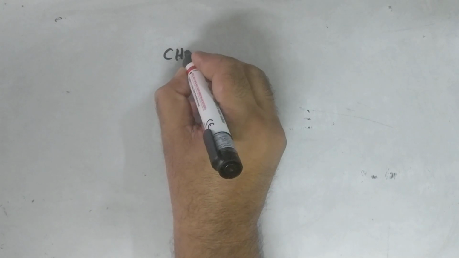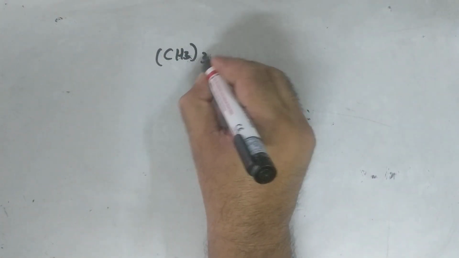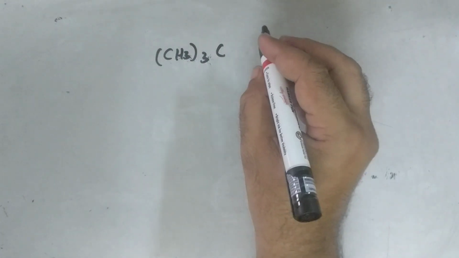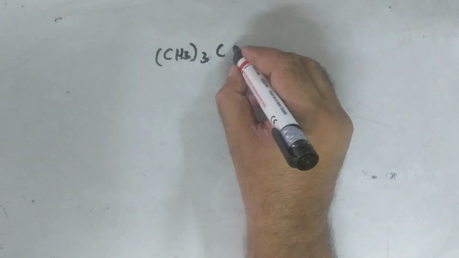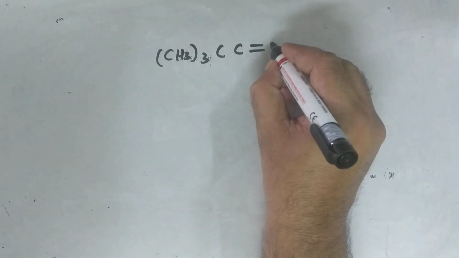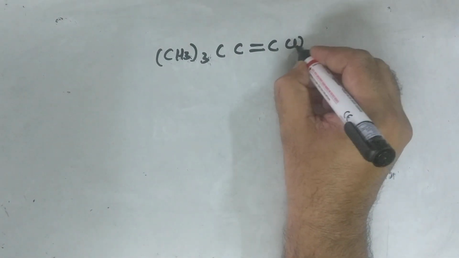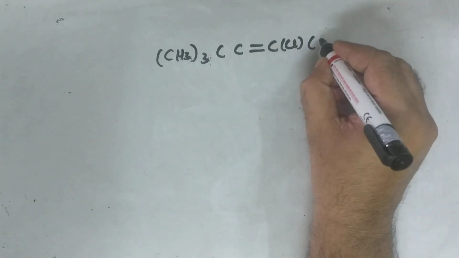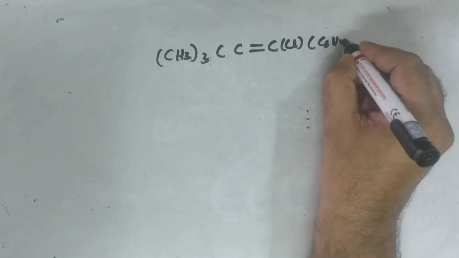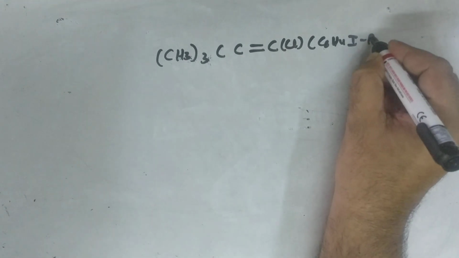This is CH3 whole thrice C, then another carbon, double bond C, then the Cl and the group C6H4I and the para.